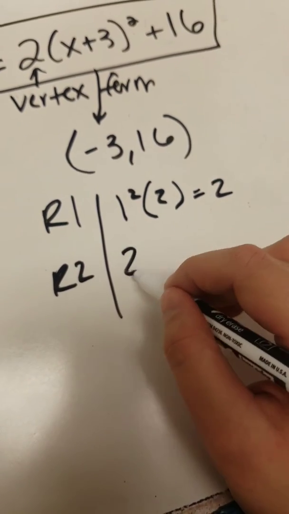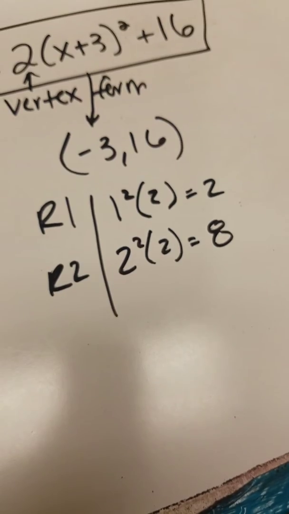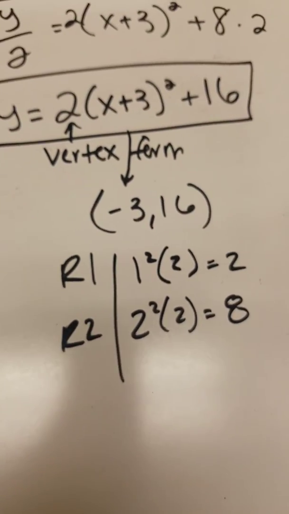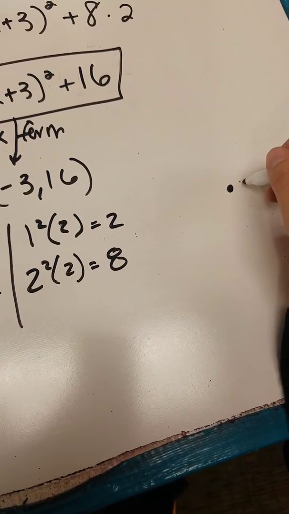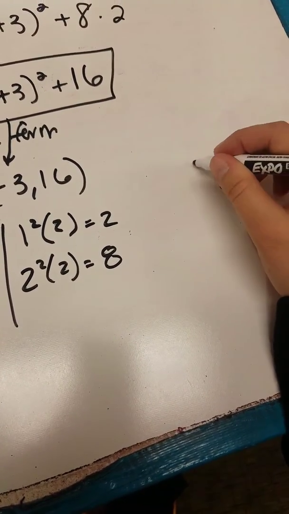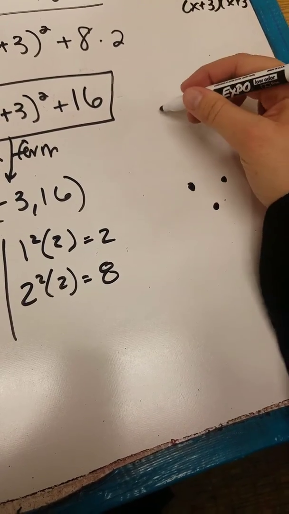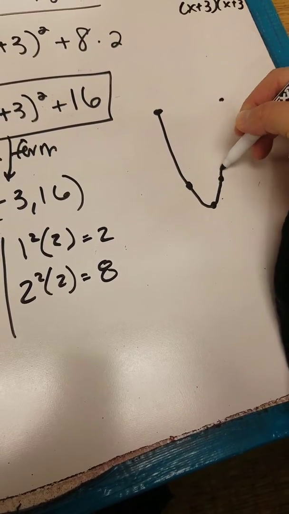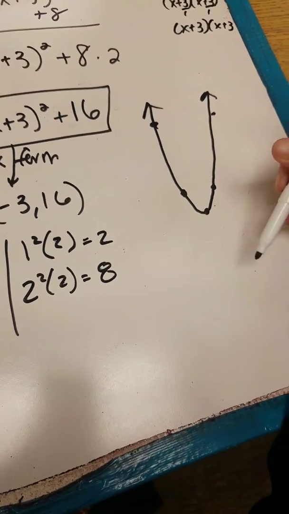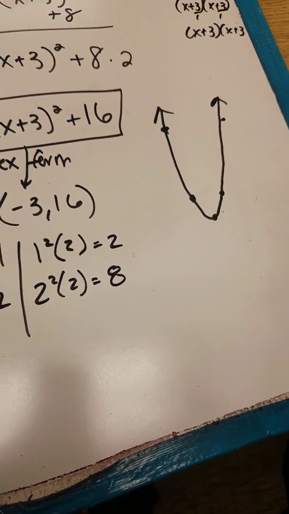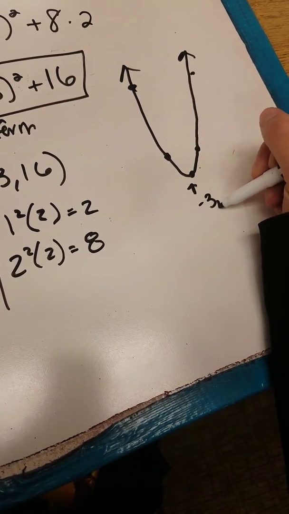Right 2, you would do 2 squared times 2, which would give us 4 times 2, which is 8. Okay, so again, if I put my vertex, okay, that's negative 3, 16. I would move over 1, up 2, over 1, up 2, and then over 2, up 8. Okay, so you should see a little bit of a vertical stretch. You would connect your points, and there's your graph. Now, obviously, I didn't go to negative 3, 16, but that's basically the idea. This point would just be at negative 3, 16.